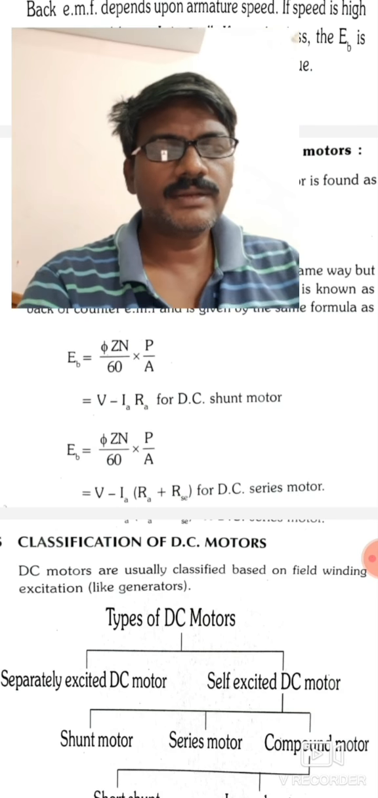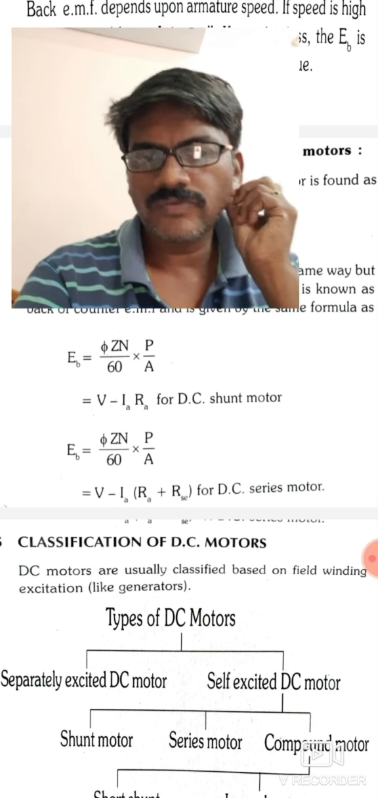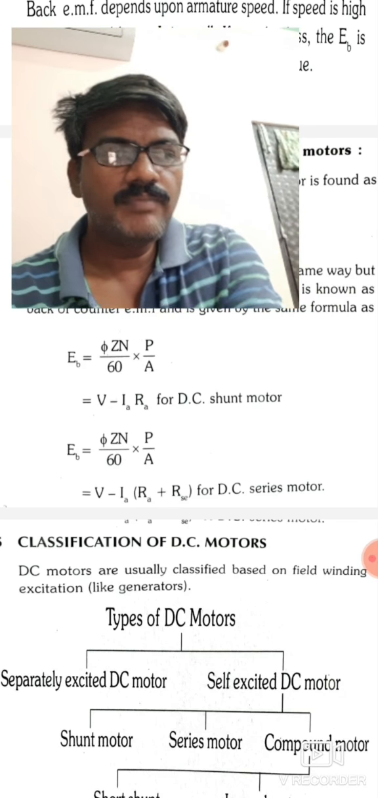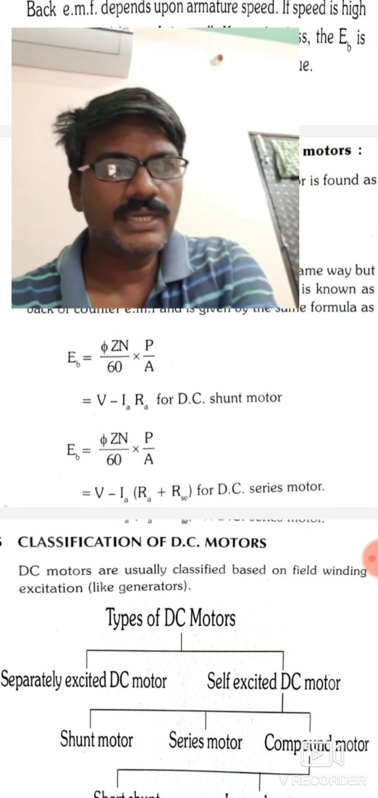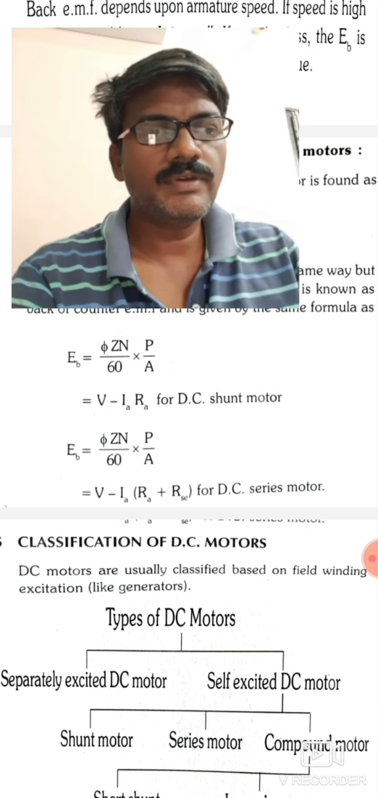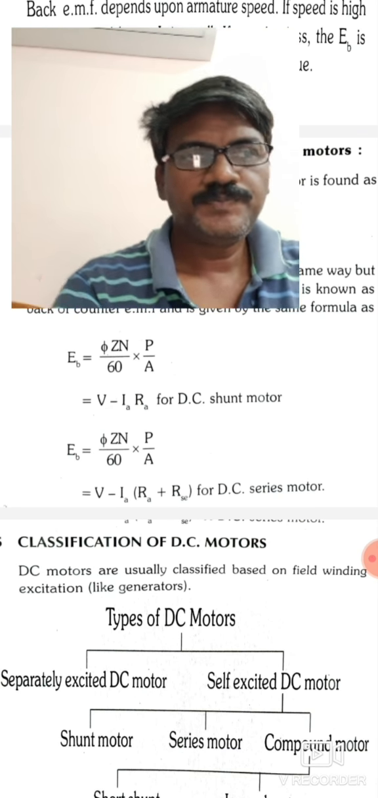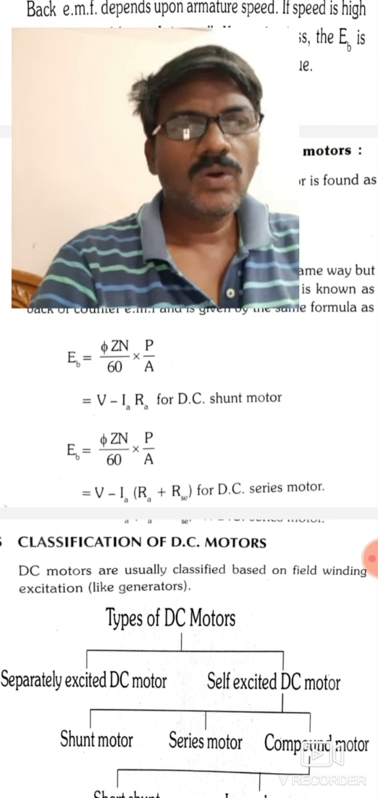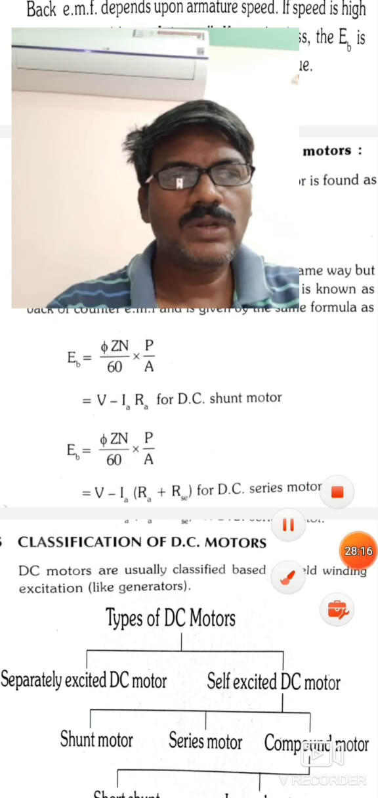When current is carried, according to Faraday's law of electromagnetic induction, EMF is induced in the rotor conductors, right? The induced EMF always flows opposite to the supply voltage.